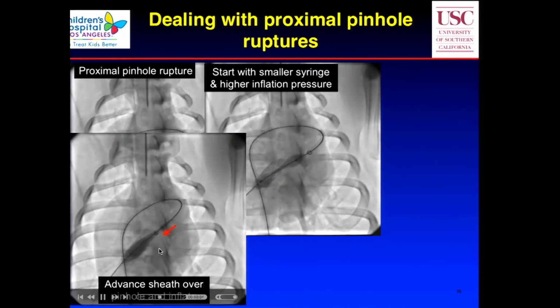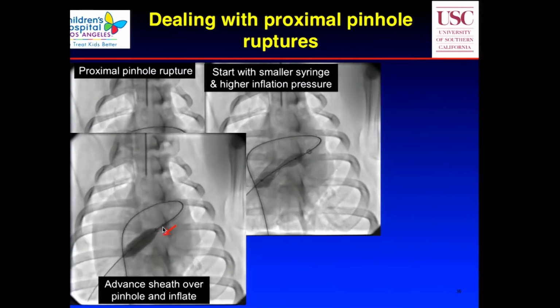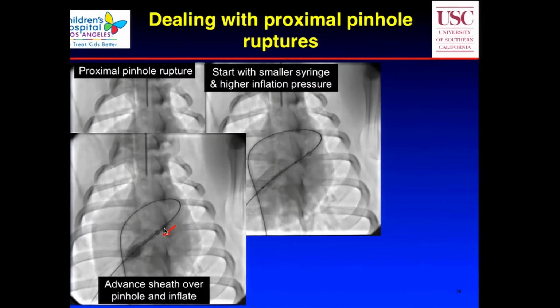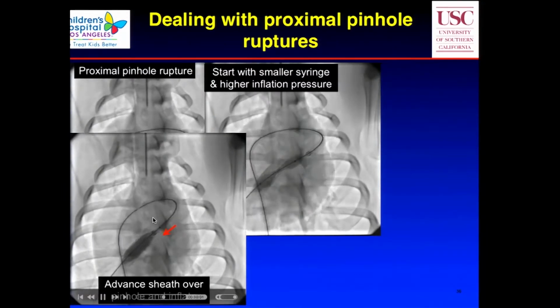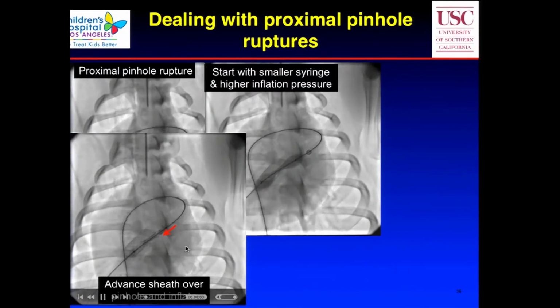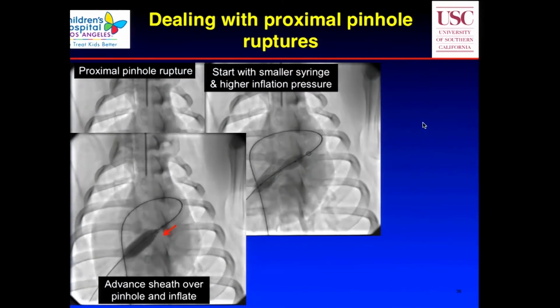And with that, what I found that you can do is take your sheath and advance it over the balloon. See how the radial marker of the balloon is now inside the sheath. That covers the pinhole. So you inflate the balloon, the pinhole is blocked by the sheath, and now you can still inflate the stent. This is another trick, if you notice this is a proximal pinhole.